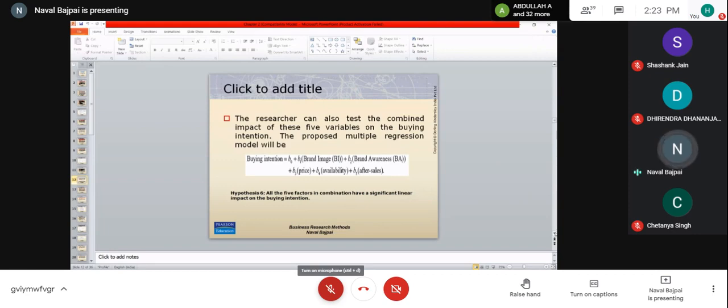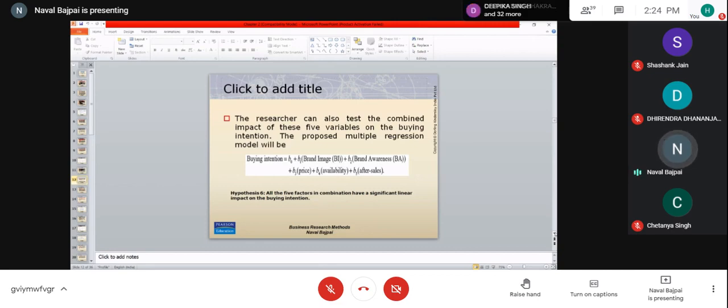When I take all the variables together, my intention is not to study these separately, but as part of my study, I'm studying these separately. Now what am I doing? I'm making a multiple regression model, and this is the model of buying intention. I'm saying that buying intention is linearly dependent on the combination of the 5 variables which I have taken for my study. So what hypothesis am I framing? I am framing a hypothesis that all the 5 factors in combination have a significant linear impact on buying intention. So buying intention is the model.